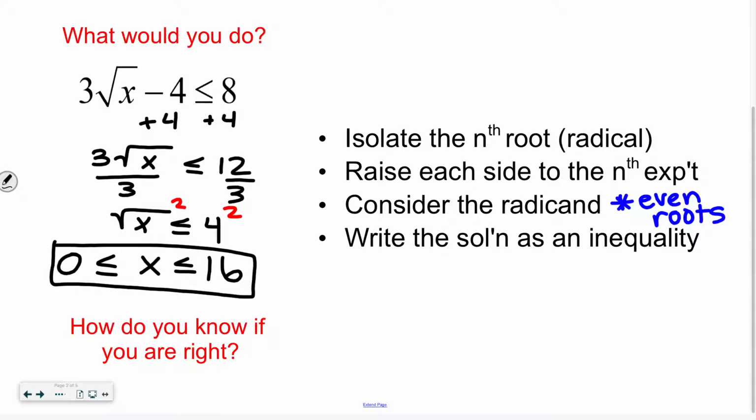And I'll also say this for some people who catch on to patterns quite easily. You may also notice you don't really have to worry about it if it's an even root and it's greater than, because it just keeps going. Greater than, that's fine. It's really when it's less than and an even root that you have to worry about the radicand.